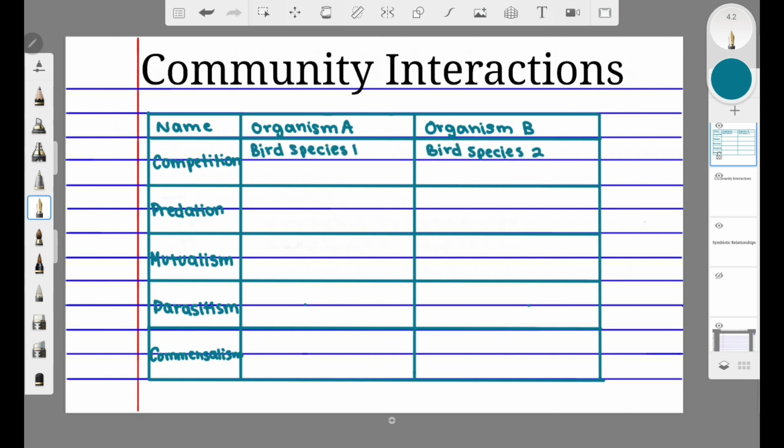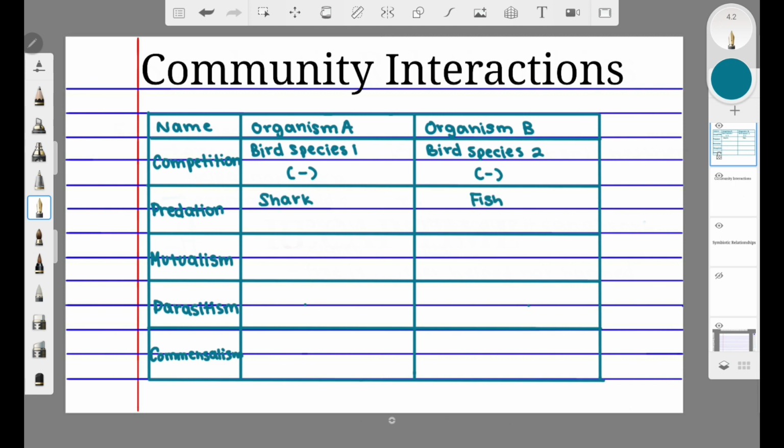So for competition, we had the example of 2 different bird species competing for the same resource. And like we said, in competition, even though maybe organism A, bird species 1, decided, oh, I can't do this, and they left the area, bird species 2 technically won that situation. We are still saying that they both get harmed because they have to fight for that resource.